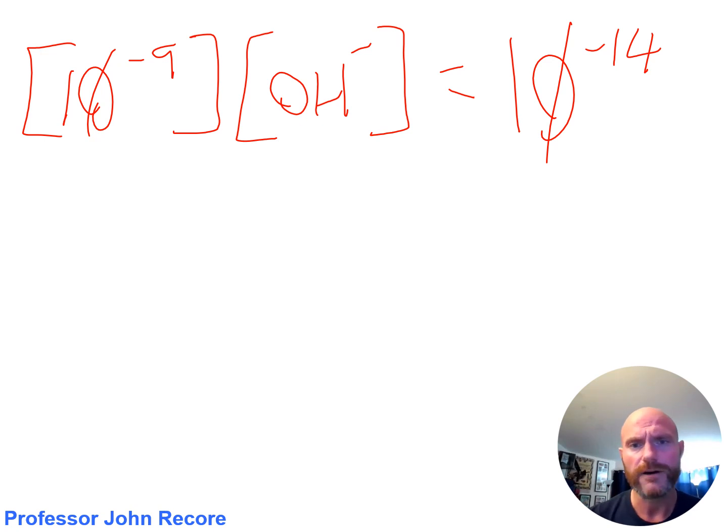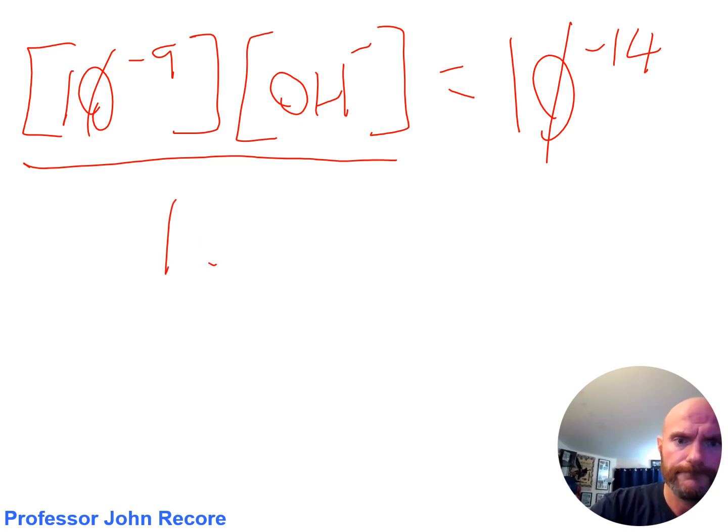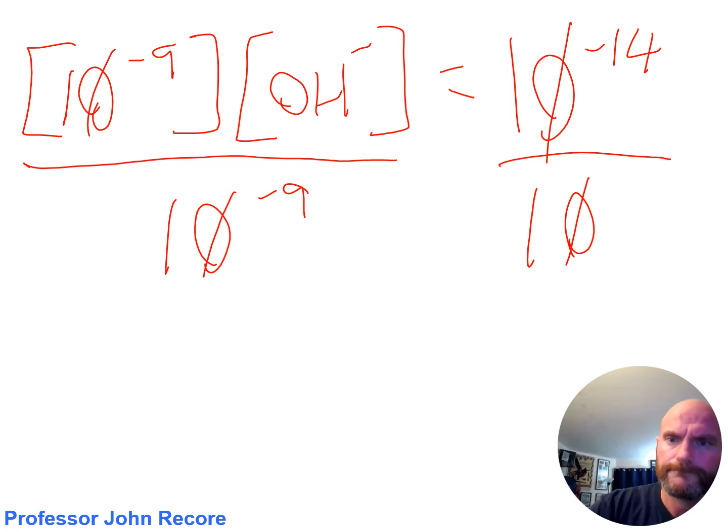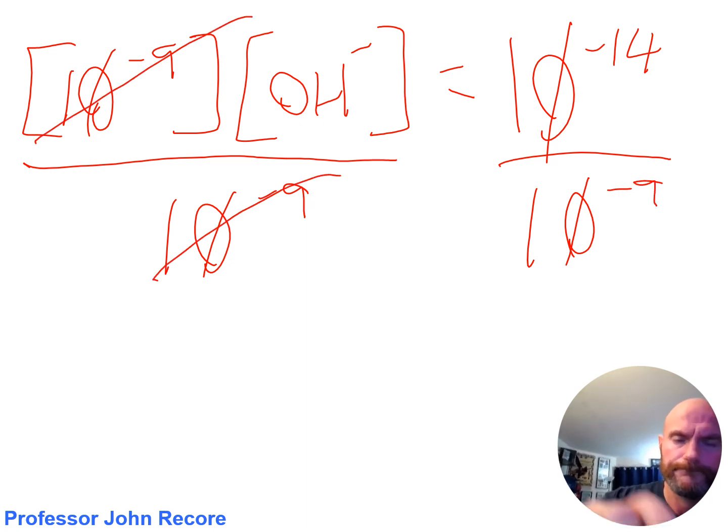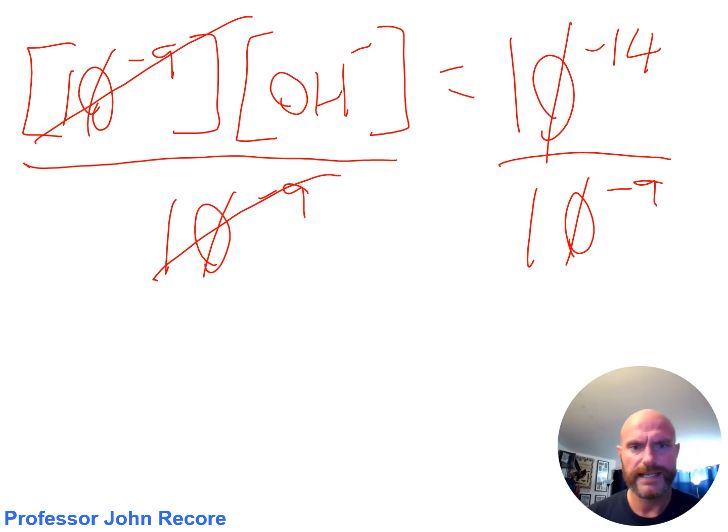So in order to find our hydroxide ion concentration, I'm going to divide both sides of the equation by 10 to the negative 9th power. Okay, on the left side, that value cancels out. And then on the right side, we have 10 to the negative 14th power divided by 10 to the negative 9th power.